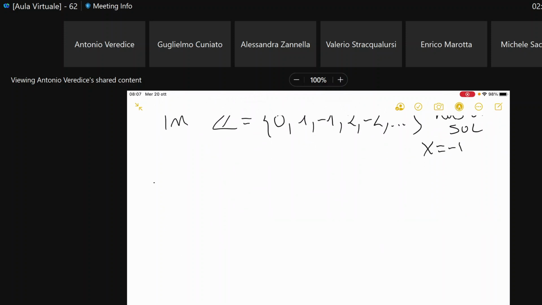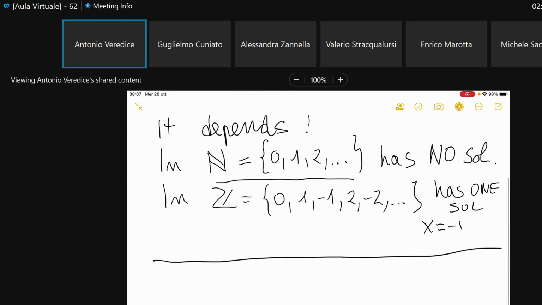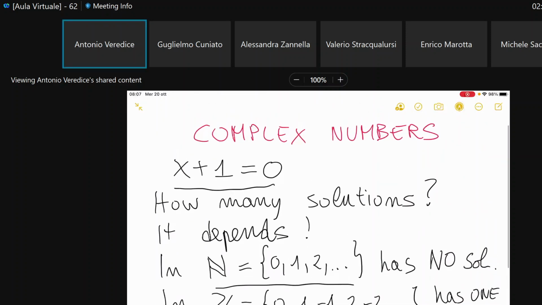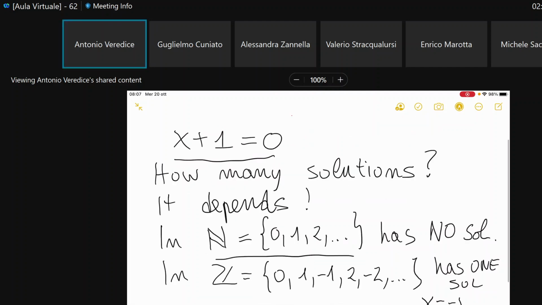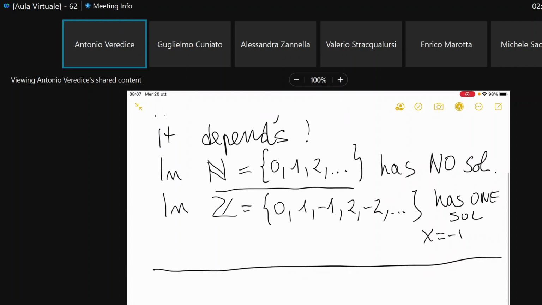So the link with complex numbers is in this. The next step is I consider the equation x plus 1 equals 0. I asked you how many solutions. You answered one solution, in Z, where you are looking for solutions in Z. No solution in N. So one of the ways you consider the set of numbers is asking yourself how many solutions does this equation have?